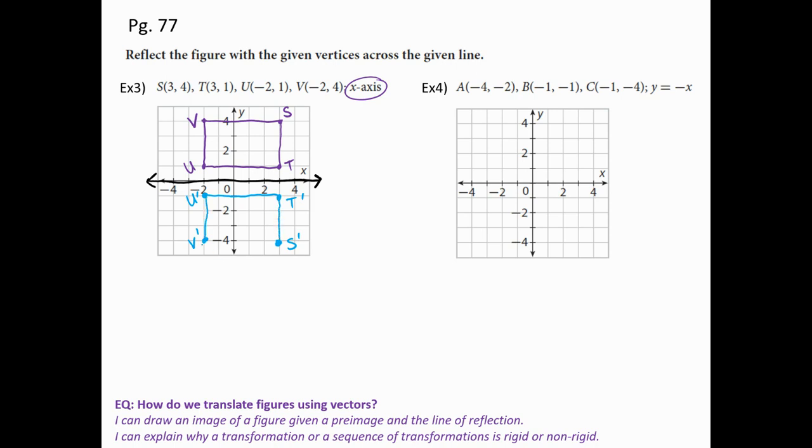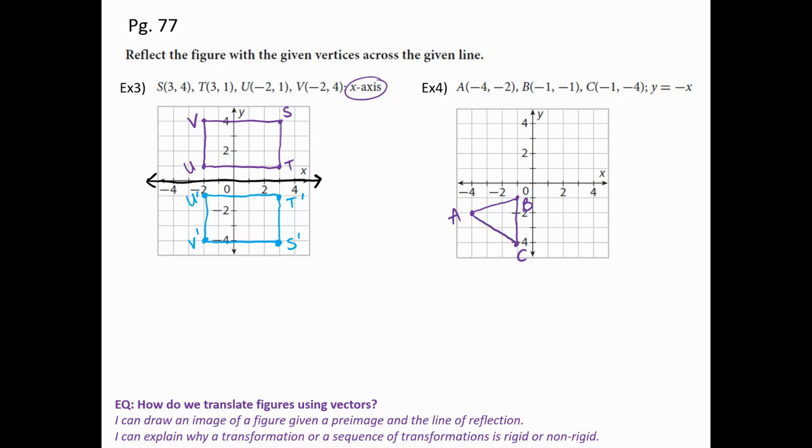As soon as I get these connected. Fantastic. Okay, so let's take a look at example 4. For example 4, I'm going to go through and plot my points. So I have A at negative 4, negative 2. There's A. B is at negative 1, negative 1. And C is at negative 1, negative 4. And of course, I want to connect the dots. It looks like I have a nice little triangle.